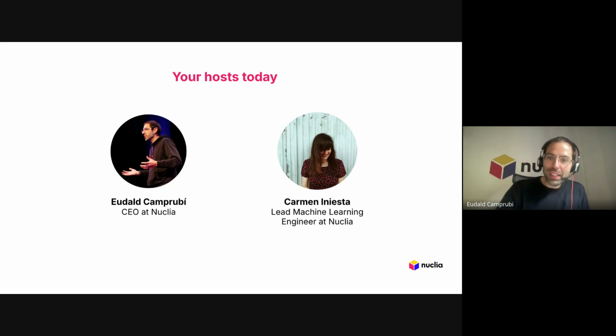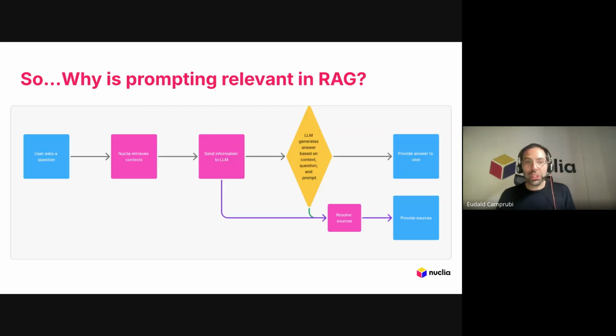Before we get started, it's important to understand why prompting is relevant for RAG. And to understand why prompting is relevant, we would like to explain again a bit of the journey that a RAG pipeline has, so you understand exactly where the LLMs enter into the game and where the prompting also gets into the game. So what you have here is a very basic diagram of what happens when somebody asks a question in a RAG pipeline.